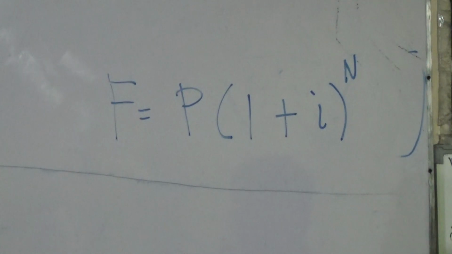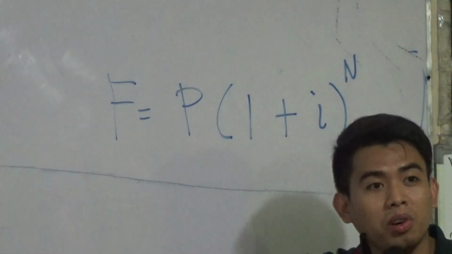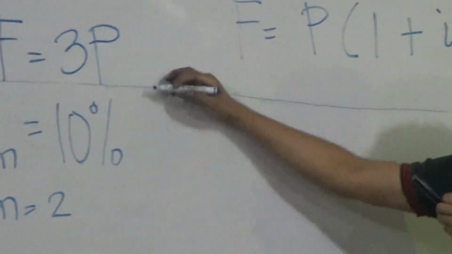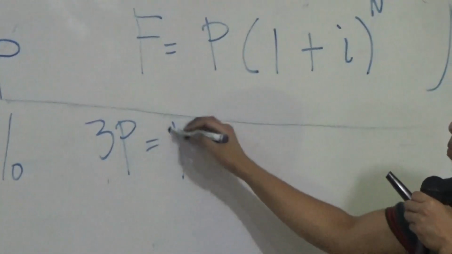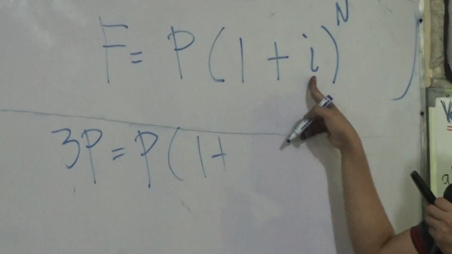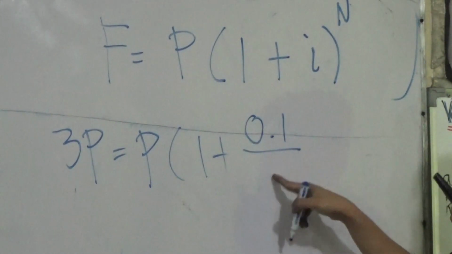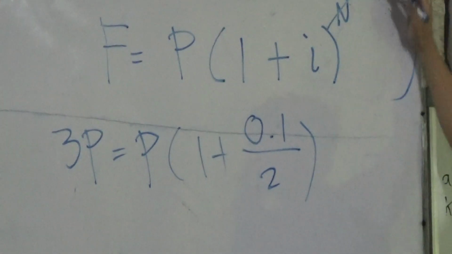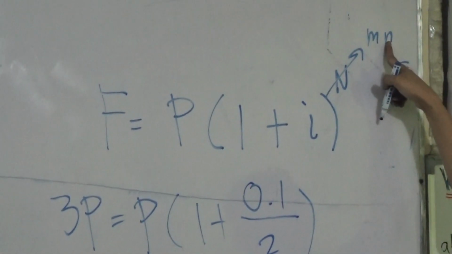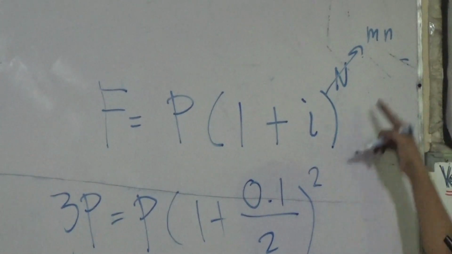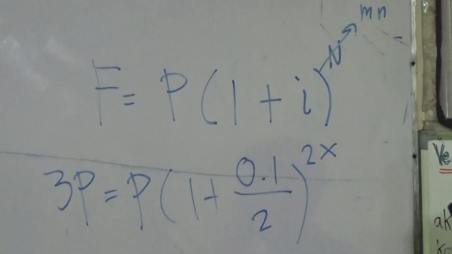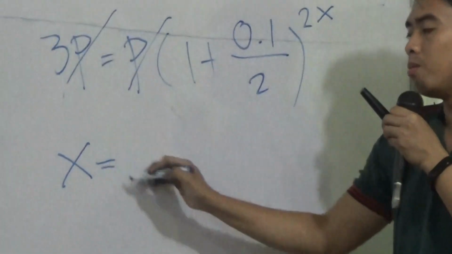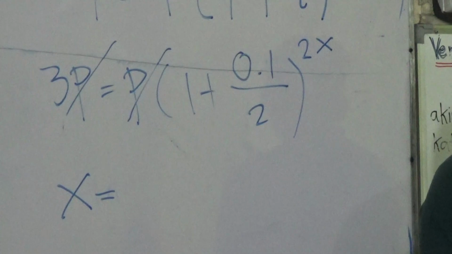So, direct sum. Kailangan I. Madali naman mag-convert. Okay, i-convert natin. Substitute. So, this is F, which is 3P, equivalent sa P, 1 plus, what is I? 0.1 over 2, what is M? M times N yan, di ba? So, this is number of years, this is M. This is 2, this is unknown, so sabihin ko ng X. Okay? Cancel out yung P, shift solve, kukuha ko na yung number of years.